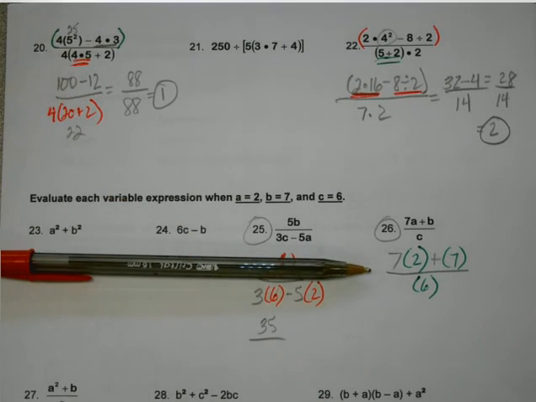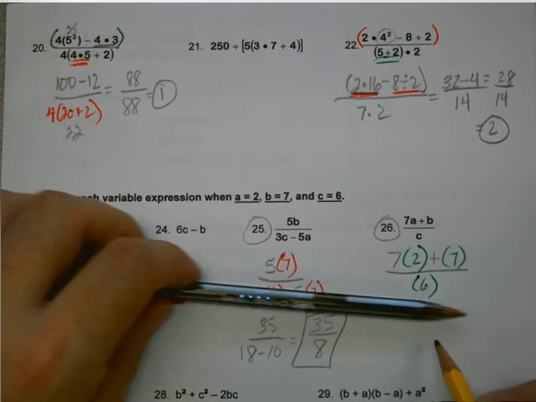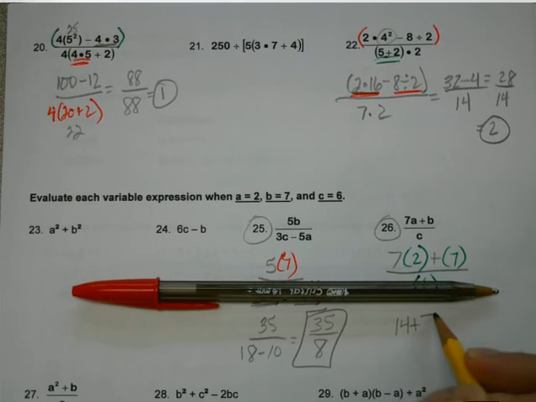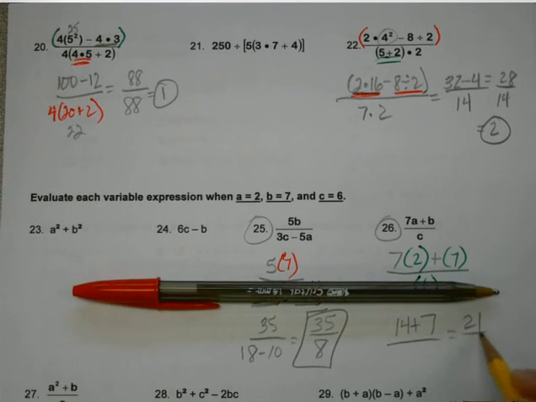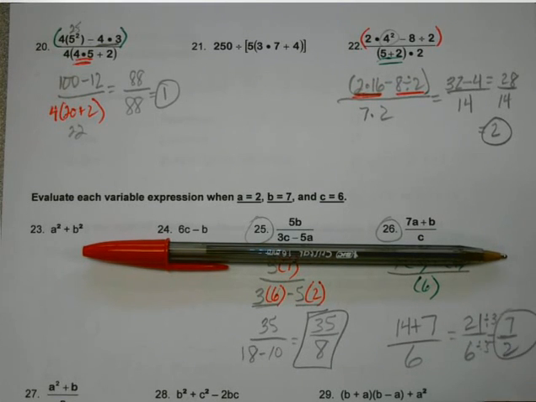Down below, again, be careful. Multiply first. 3 times 6 is 18. 5 times 2 is 10. And sometimes you are going to get numbers that don't simplify anymore. Okay, I'm done. That's okay. Don't freak out or think you've done something wrong necessarily. Same thing when we get to 26. 7 times 2 is 14. Plus 7 is 21. Over 6. This one does reduce, though. What can I divide into both of those? 3. 7 over 2, and we're set.